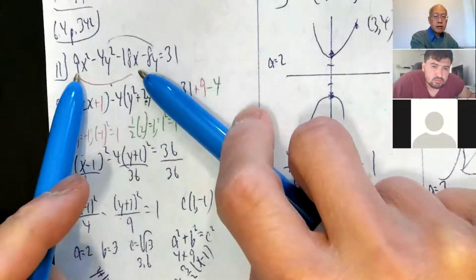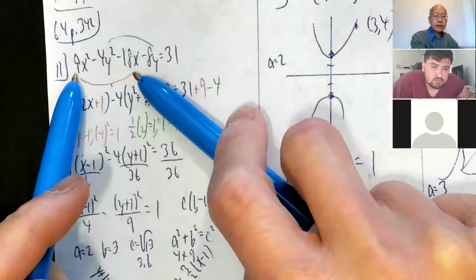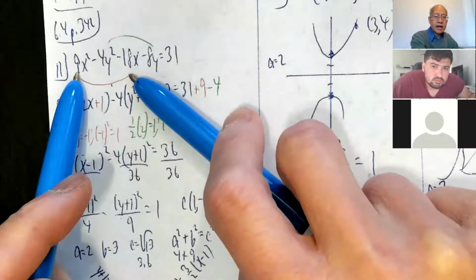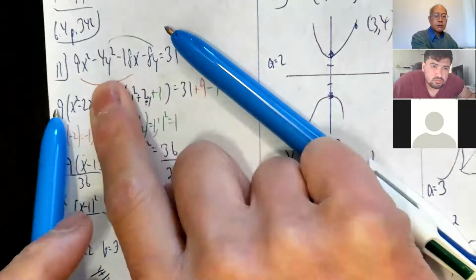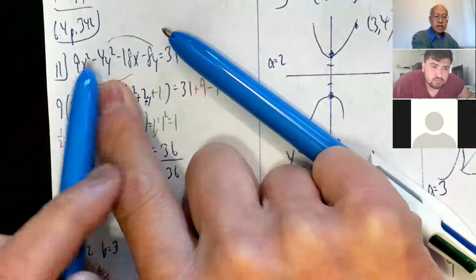Put these together and factor. So the common factor is 9 times x squared minus 2x. Double check, distribute: 9x squared minus 18x. Yep.